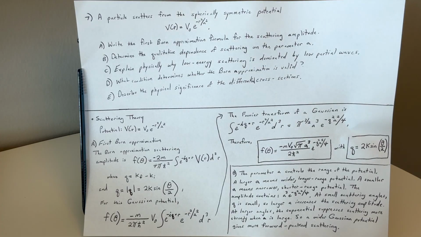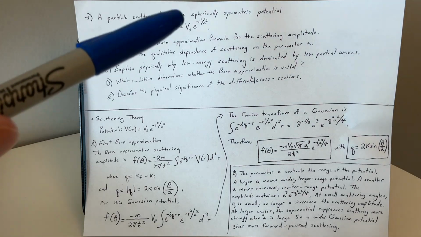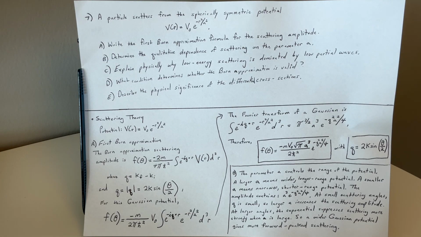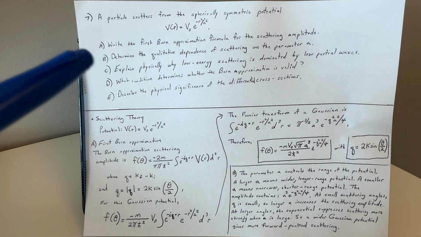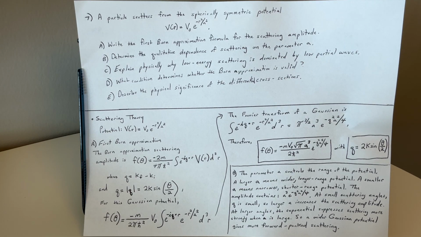All right, scattering theory problem. So number 7, a particle scatters from the spherically symmetric potential V of r equals V naught times e to the negative r squared over a squared. Part A, write the first Born approximation formula for the scattering amplitude. So scattering theory, here's our potential given.